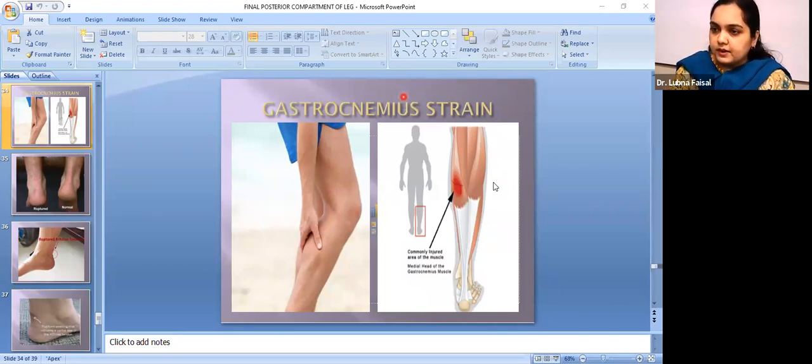I hope by repeating again and again, you are able to understand the different groups of muscles that are present in the superficial subcompartment and deep subcompartment, and the arrangement of the flexor retinaculum, how it holds the tendons.